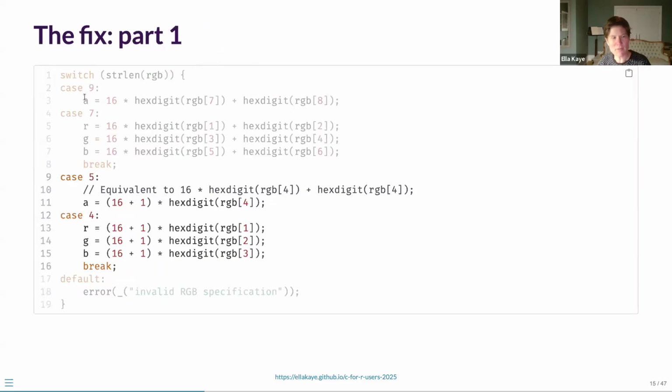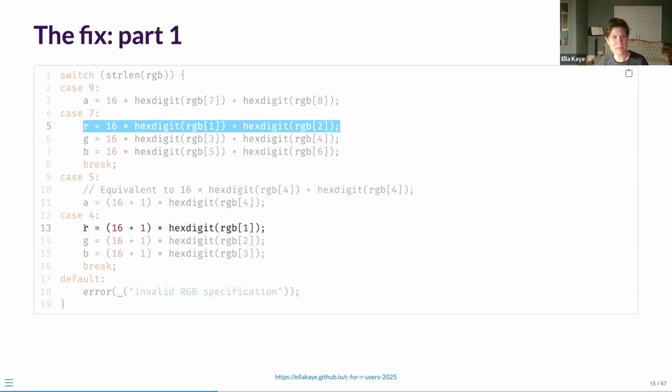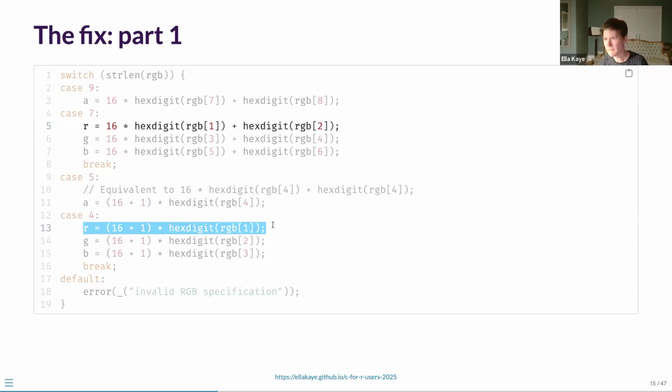So one fix is to add cases for when we have shorter strings. And we want to do something that's equivalent to, instead of looking at the first and second digit, when we consider it expanded. In the 4-digit case, it's just the first digit twice. So this line in the case of 4 comes down to that line.